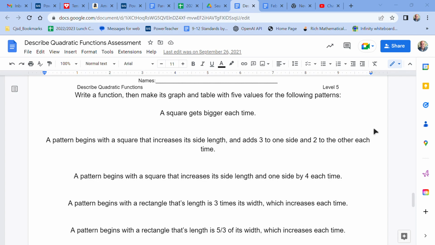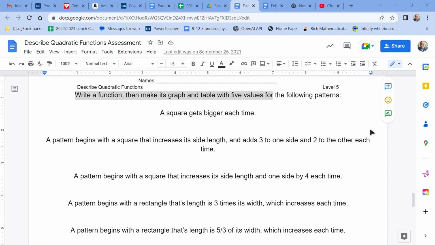But when I read this, see what it says. It says, write a function, make its graph and table with 5 values for the pattern. So this is a pattern. Now the pattern begins with the square that increases its side length and one side by 4 each time.